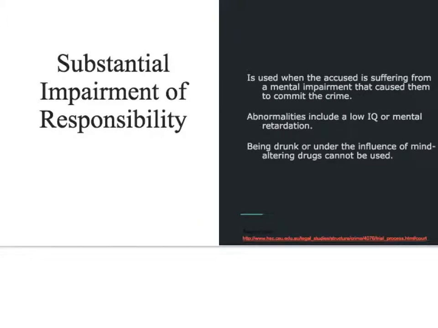So, substantial impairment of responsibility. This is known as diminished responsibility, and the onus of proving this defence is on the defendant. If it is a statutory defence, the defendant must prove that they were suffering from an "abnormality of the mind" at the time of the offence, which "substantially impaired their mental responsibility." This defence cannot be relied upon to excuse the accused if they are under the influence of alcohol or other mind-altering drugs.